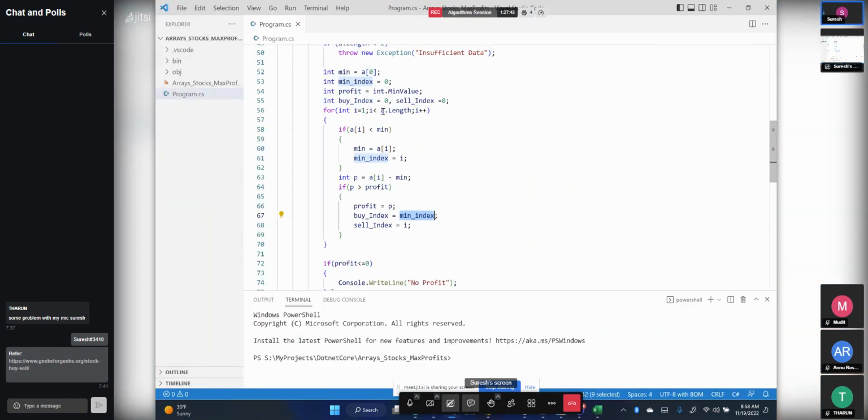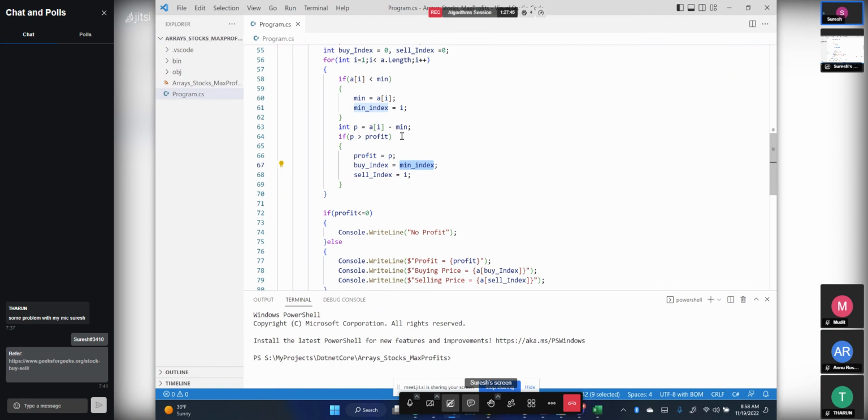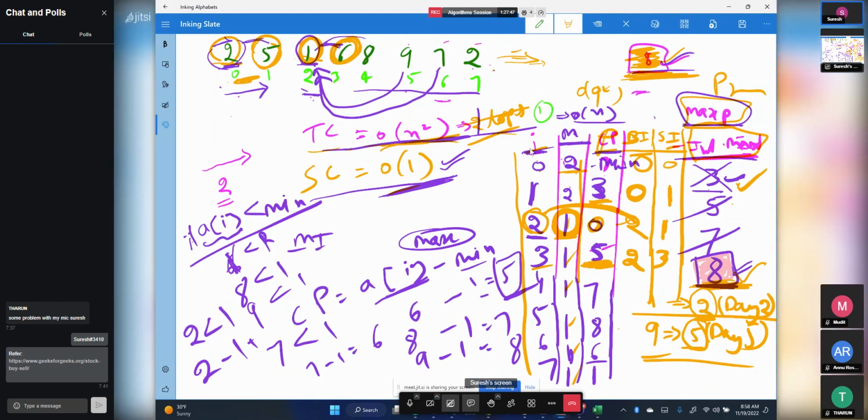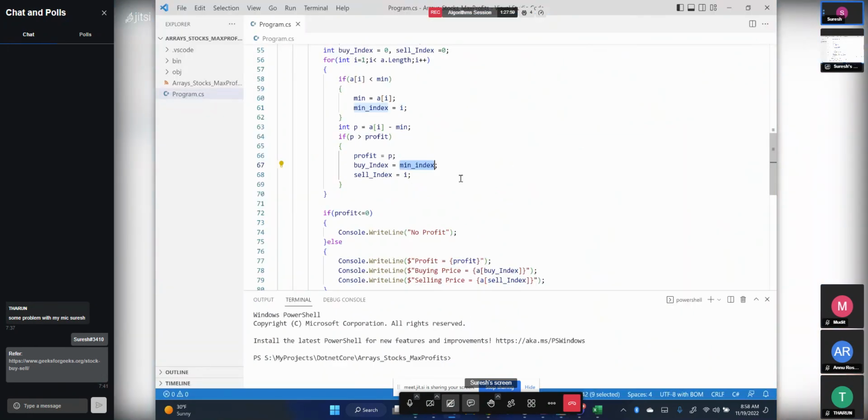So what you do is, whenever you're understanding the problem, just take a pen and paper and write this table. Always write the table, and update one row at a time. I equal to 0, what are the values? I equal to 1, what are the values? That way you can understand how the algorithm is actually working.